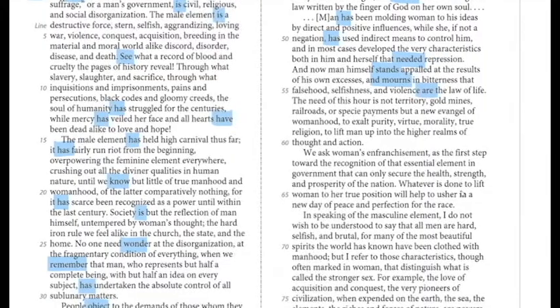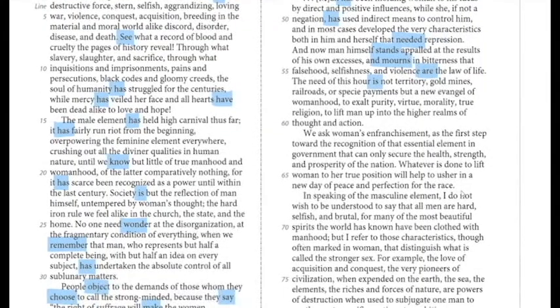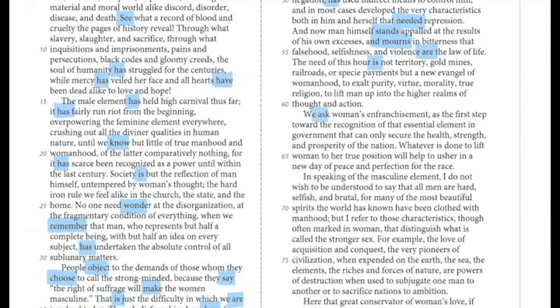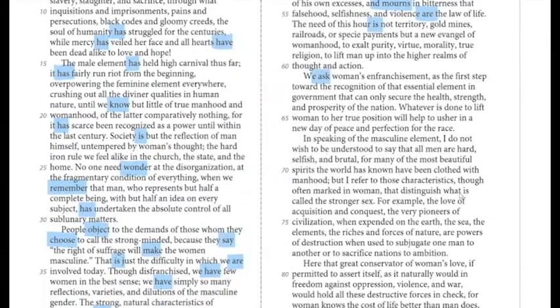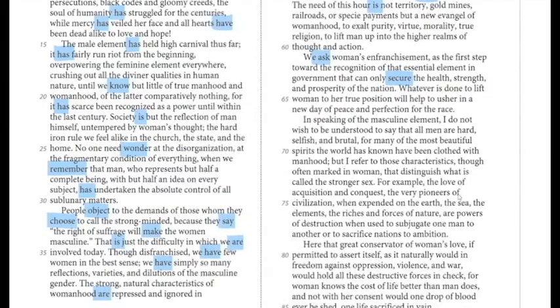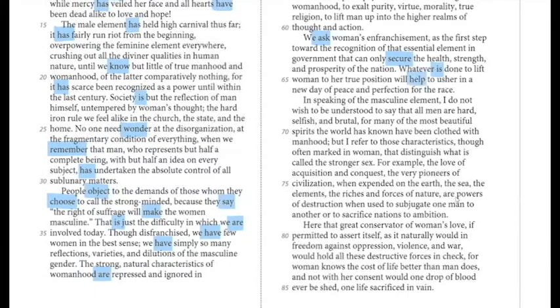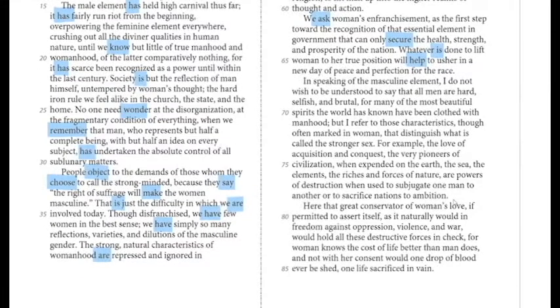The need of this hour is not territory, gold, railroads, or payments, but womanhood, to exalt purity, virtue, morality, religion, to lift man up into the higher realms. We ask women's enfranchisement as the first step toward the recognition of that essential element in government that can only secure the health, strength, and prosperity of the nation. Whatever is done to lift women to her true position will help to usher in a new day of peace and perfection for the race.